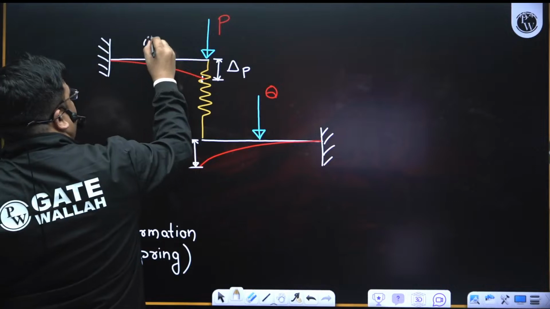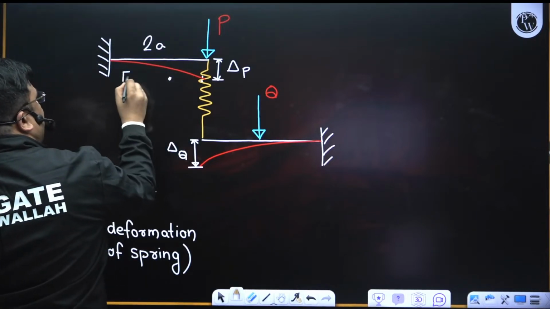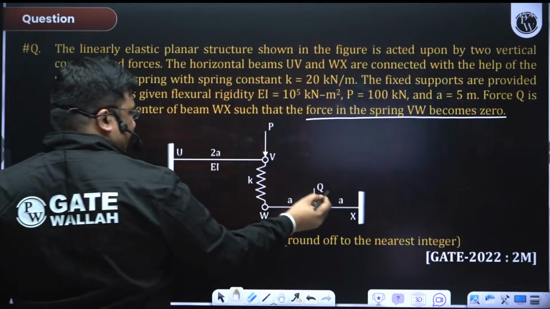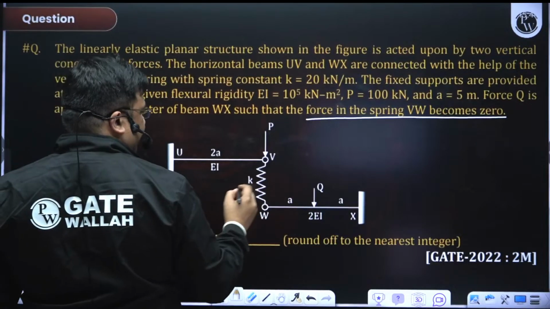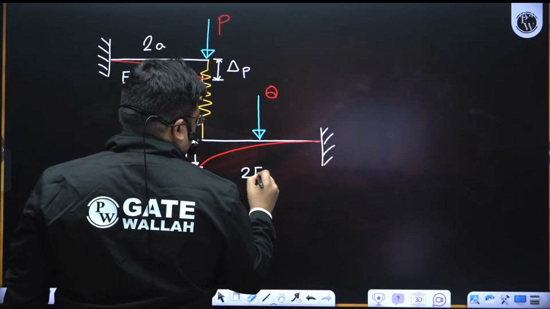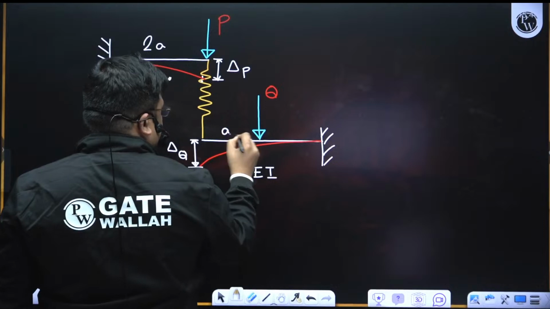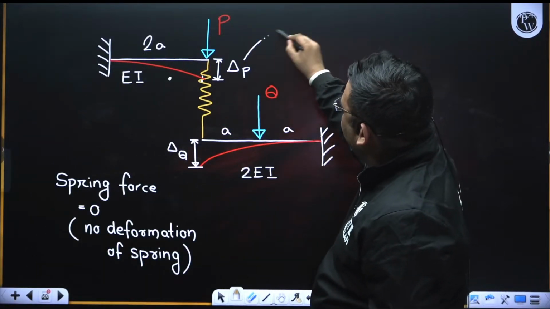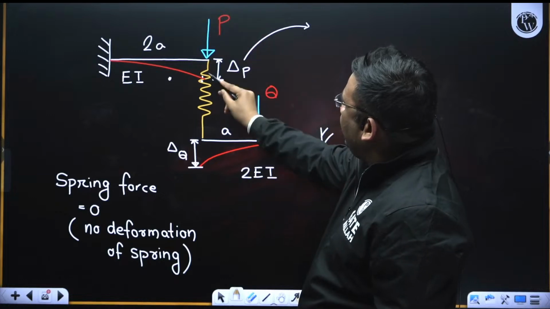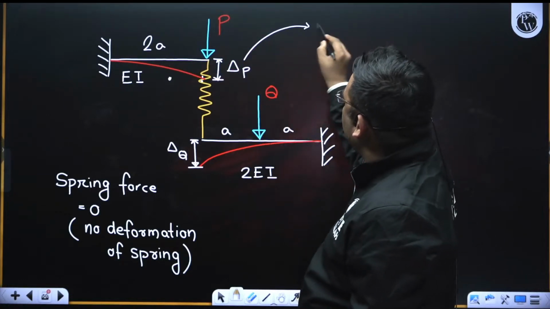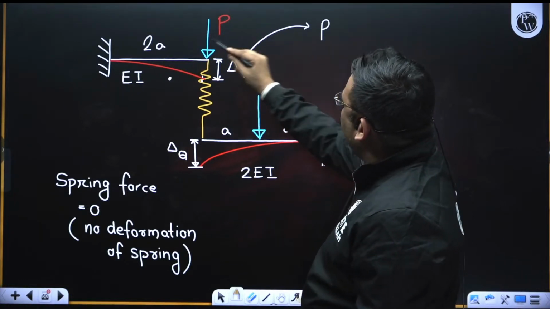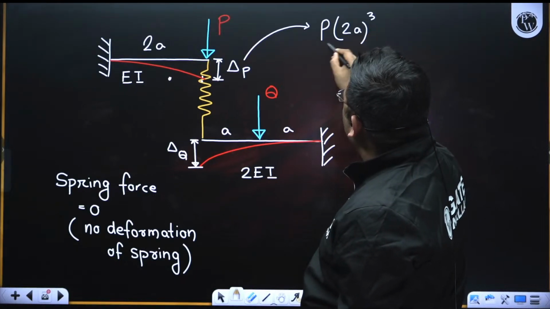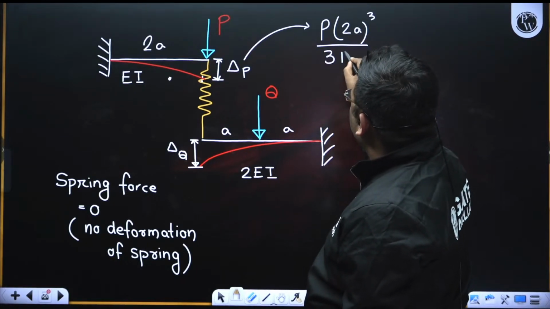So this is 2a and it has EI, and you see here the length is given as A, and this is 2EI. Yes, it is given 2EI, and here this is A, this is A. Now this deflection will be how much? This is a point load acting at the free end for this beam. This will be load into length cube by 3 EI, which is 2a cube by 3 into EI.